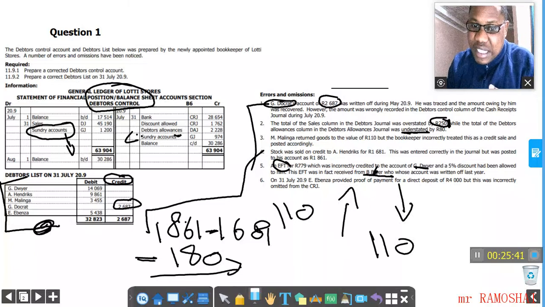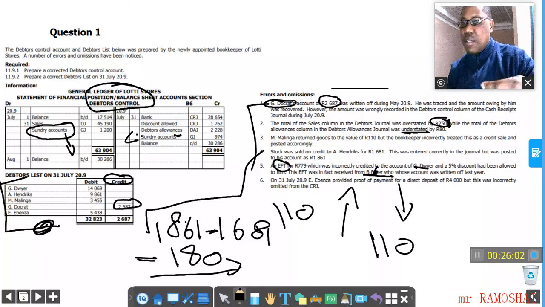This is the amount that was cancelled, but this is not the amount that was paid. There is a 5% discount that had been allowed when this person was paying, right? I will explain this when we go to the debtors age analysis, because it talks more about such transactions. When the debtor is paying early, we give them the discount. I will clarify that when we come to the debtors age analysis, right?